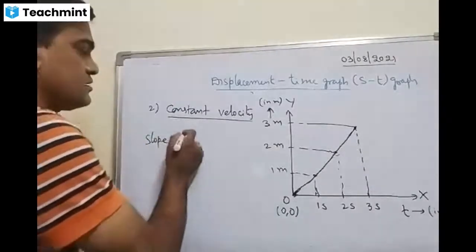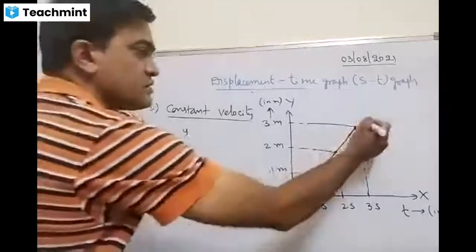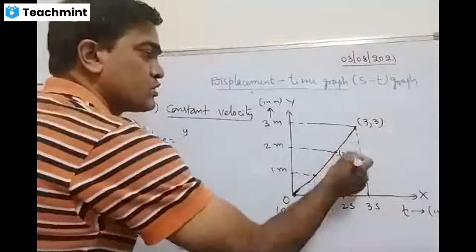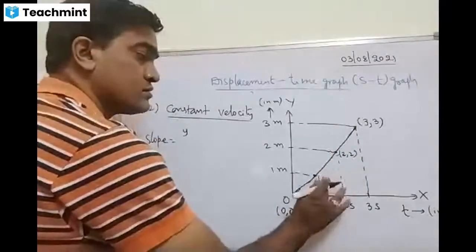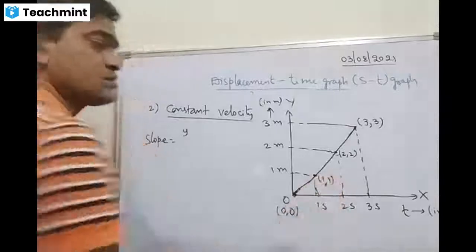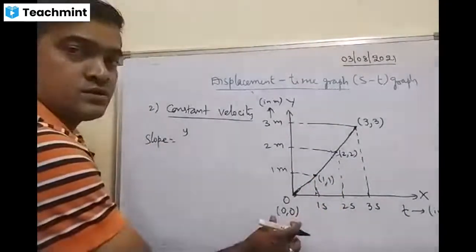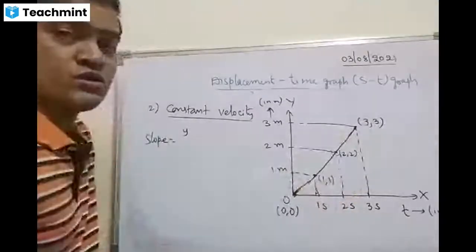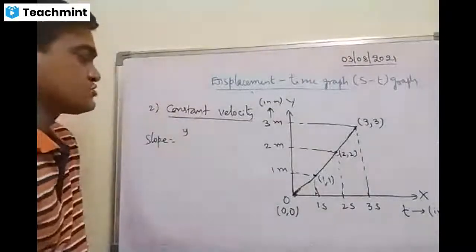Here the coordinates are 0, 0, 1, 1, 2, 2, 3, 3. All coordinates will be the same at different points.